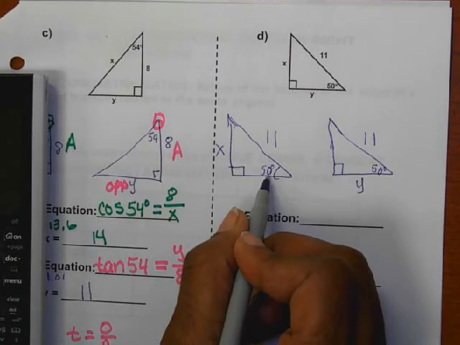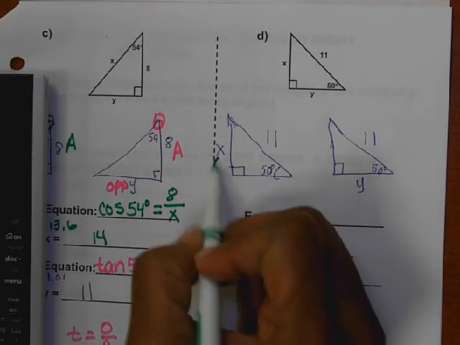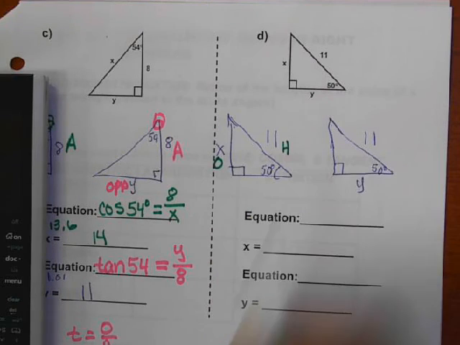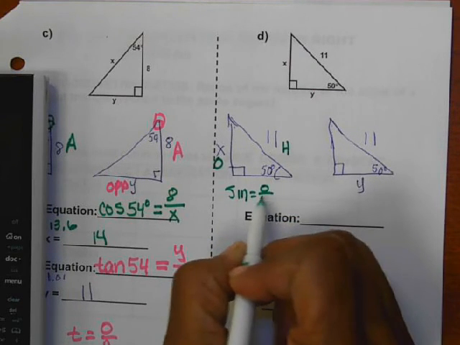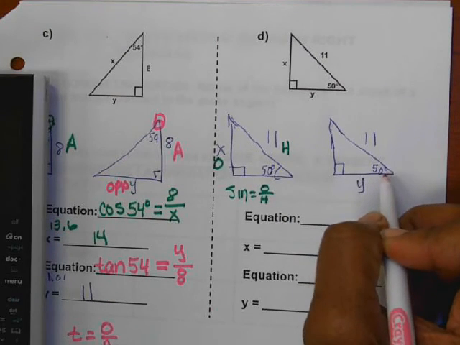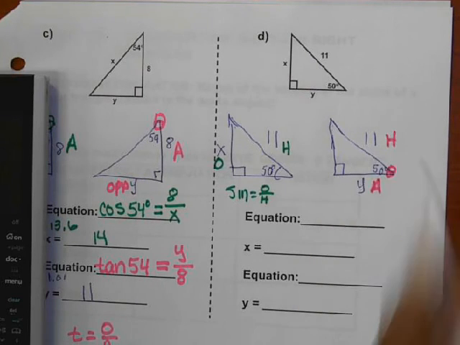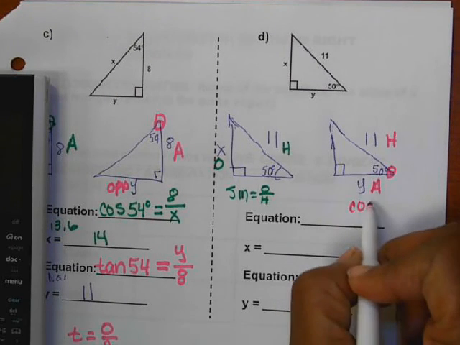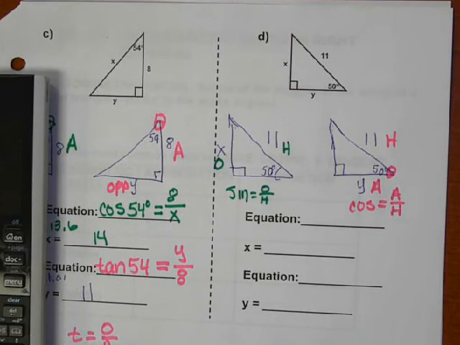Okay, so for this one, you have the opposite, and you have the hypotenuse, so that's sine. And then for this one, here's my theta. I have the adjacent and the hypotenuse, which is cosine. Okay, finish that example. Come check with me to make sure that you have it correct.